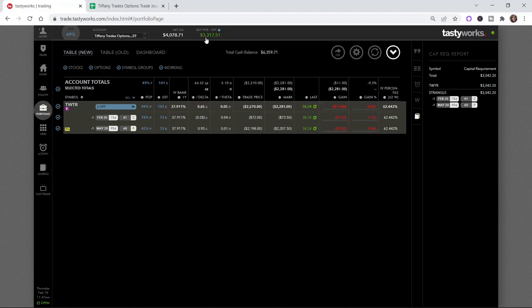I still have $3,317.51 in buying power. I have $6,359.71 in cash in the account. So I am guarded against early assignment on this position. Don't think it'll happen given that May is quite a ways away. But if it does, like I said, I'd be fine with it.